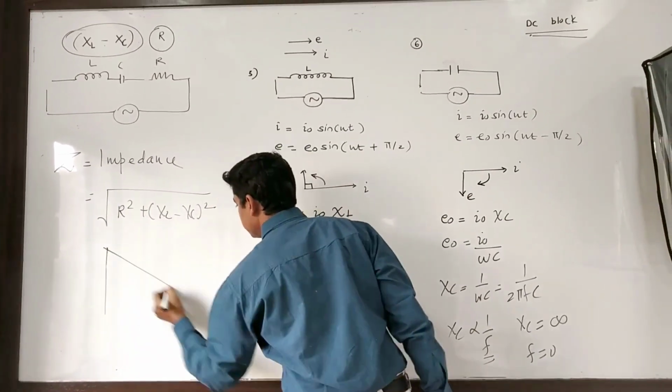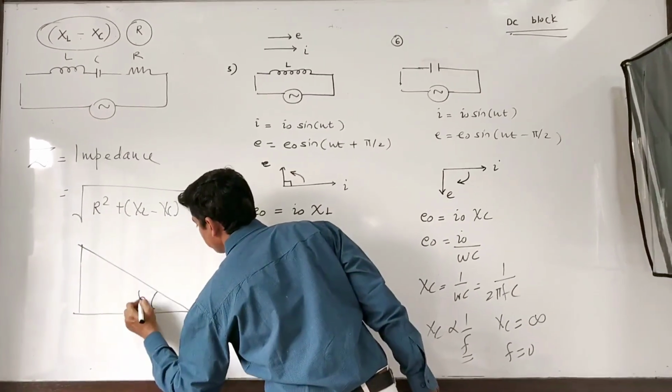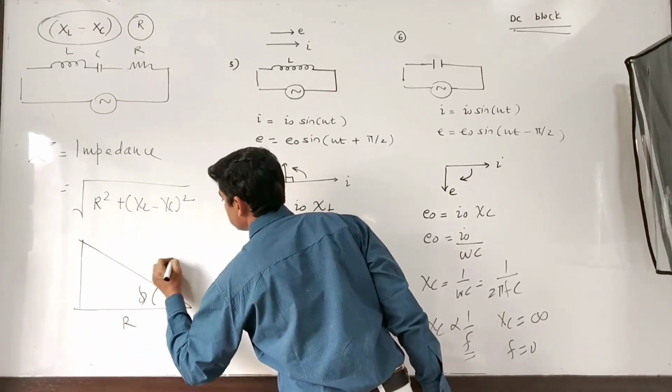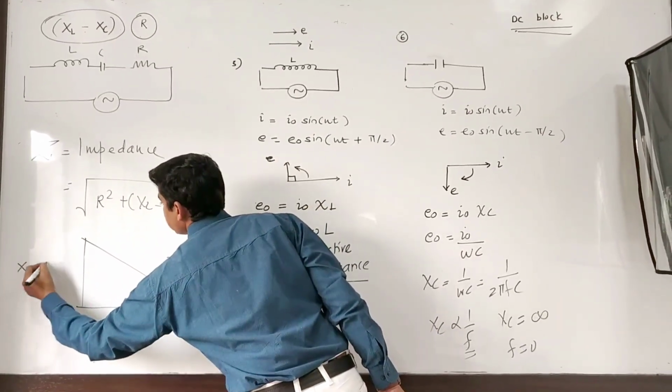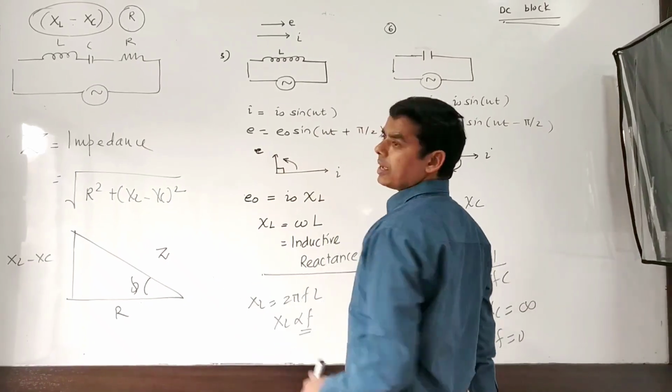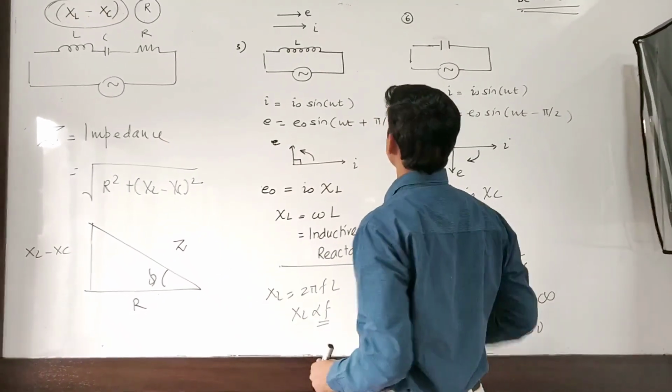इसकी फेजर डायग्राम हम इस तरह से निकालते हैं. हम इसको फेज पाई लेते हैं, इसको हम R लेते हैं, इसको Z लेते हैं और इसको XL minus XC हम बताते हैं. So this is called as a phasor diagram and this is impedance.